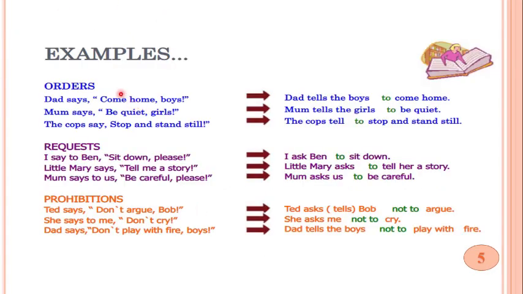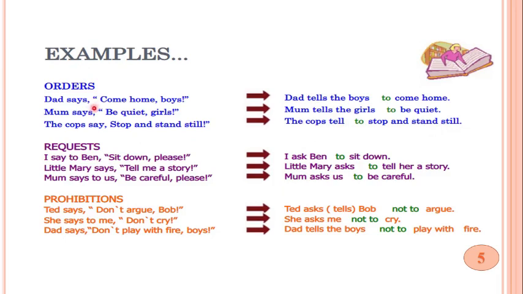This is the sum up of the examples of the imperative in reported speech. For orders: the father says come home boys, that tells the boys to come home. See that, come home, to come home. Mom says be quiet girls. Now mom tells the girls to be quiet. The cops say stop and stand still. The cops tell them to stop and stand still.